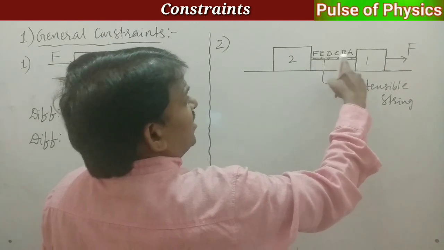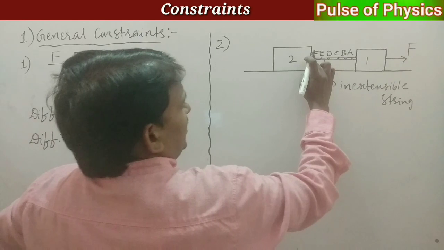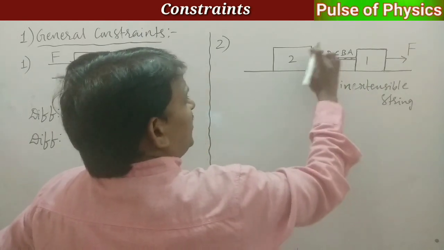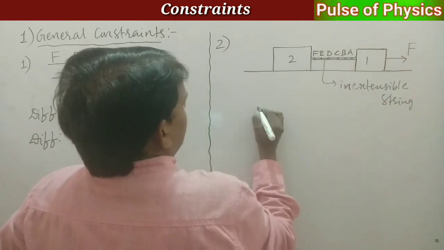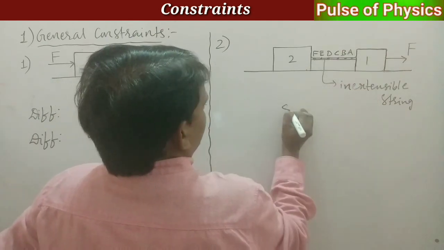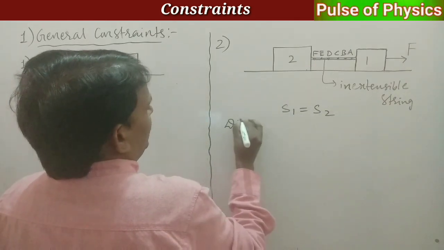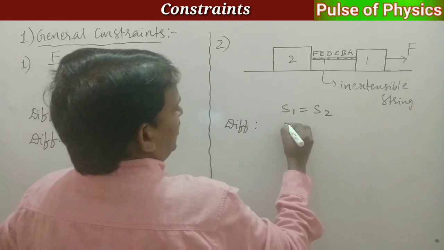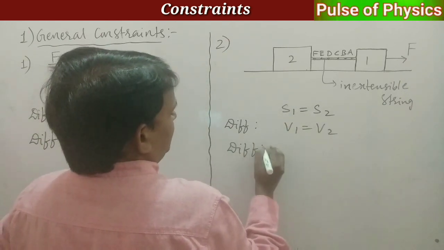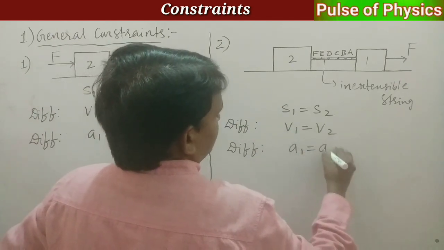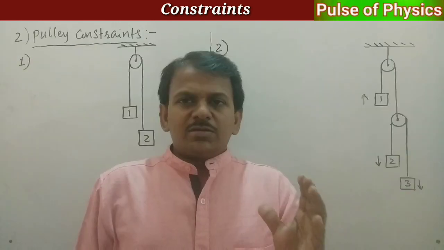If the velocities were not equal, the string may be cut. That's why, for an inextensible string, every part of the string has the same velocity. Therefore, the displacement of the first block is equal to the displacement of the second block. If you differentiate with respect to time, we will get V1 is equal to V2. Again, differentiate with respect to time, we will get A1 is equal to A2. These are the constraint equation relations.